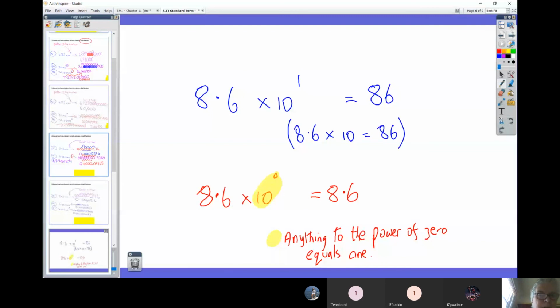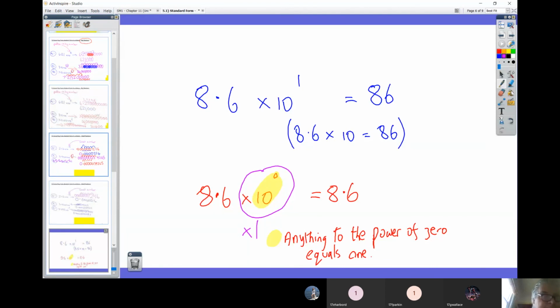So if you've got something like 8.6 times 10 to the 1, just multiply it by 10 to get 86. Now, also, he's occasionally throwing in this nasty one in red, 8.6 times 10 to the 0. Now, anything to the power of 0 equals 1. So this bit here just means that you're multiplying by 1. So 8.6 multiplied by 1 is just 8.6.